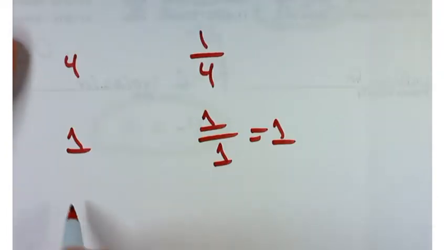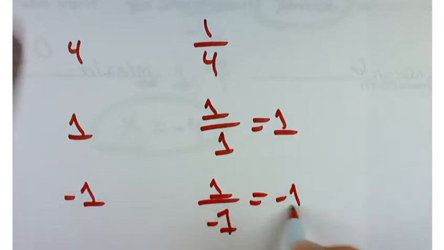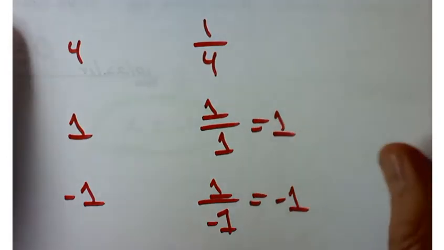In a similar manner, if you add negative 1, if I took the reciprocal of that, that's 1 divided by this. So neither of these two numbers actually changes when you take the reciprocal. 1 and negative 1 are their own reciprocals.